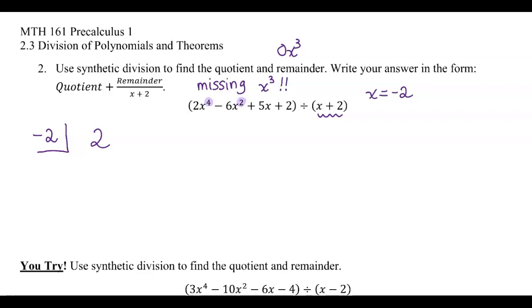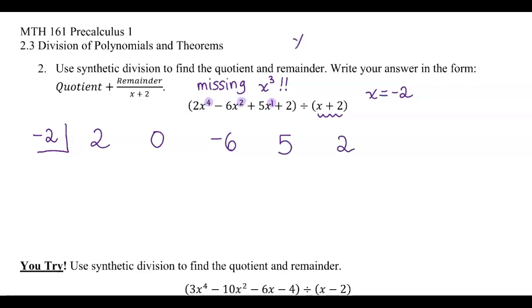0 times x to the 3rd power just canceled out. That's why they never wrote it. So we have to, in this case, put the 0 as like a placeholder for x to the 3rd power. And then we go down to negative 6 for the x to the 2nd power. And if they just said x, that is x to the 1st power. So that's okay. I'm going to go ahead and put the coefficient of 5 and 2.